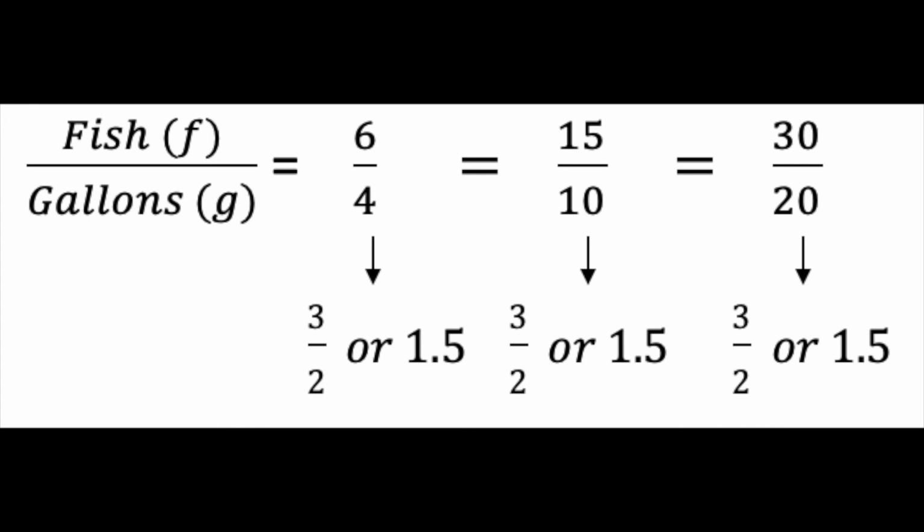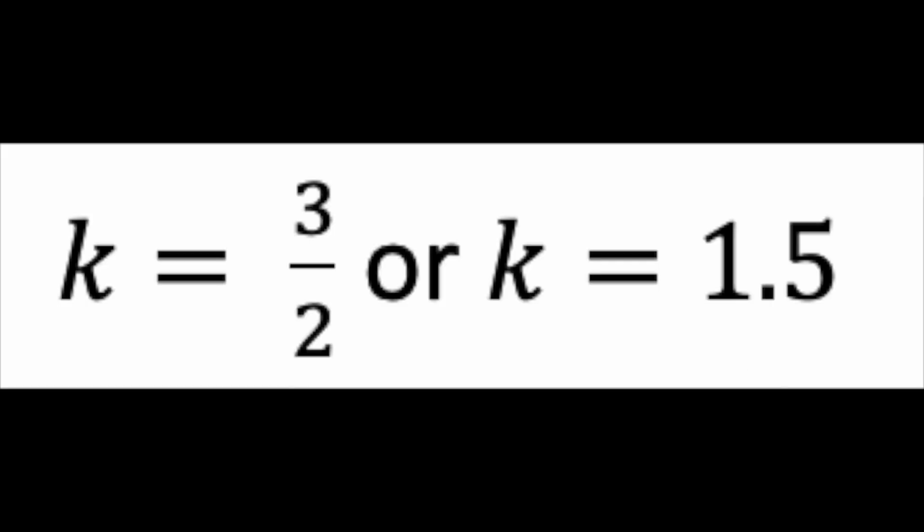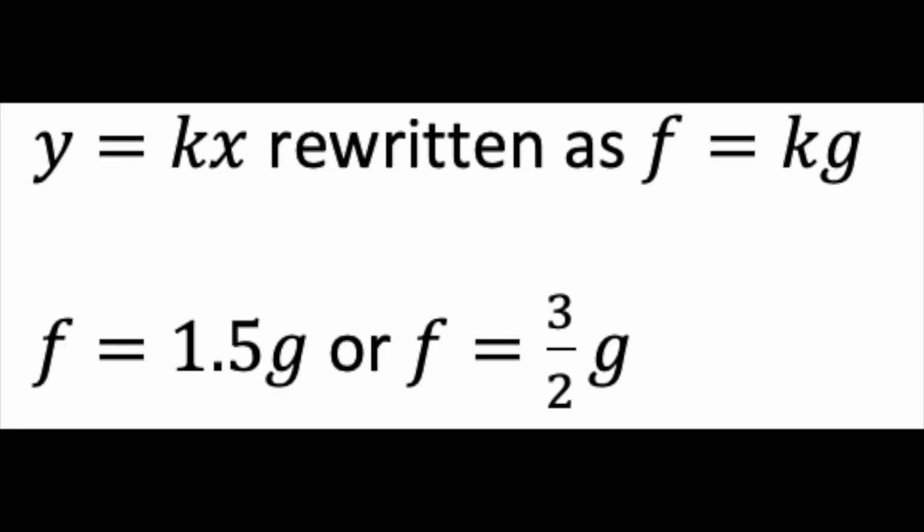Now we're going to look at putting this into an equation. The variable k represents the constant, so we could write this as k equals 3/2 or k equals 1 5/10. That is how we could represent our constant. To represent a direct proportion through the use of an equation, we use y equals k times x. In this situation, we're going to replace y with f for fish and x with g for gallons. K will be 1.5 or 3/2.